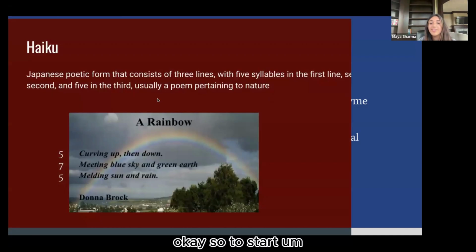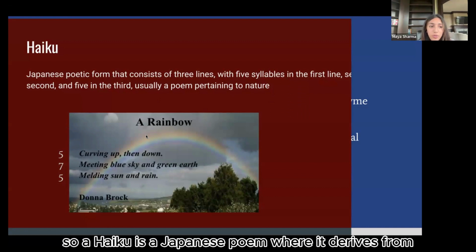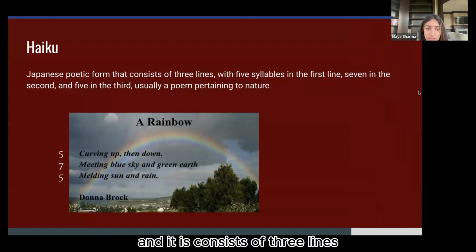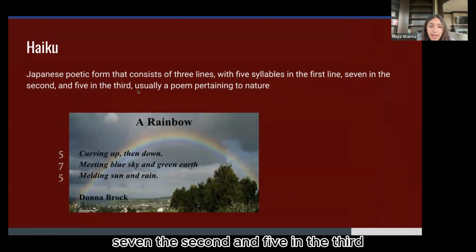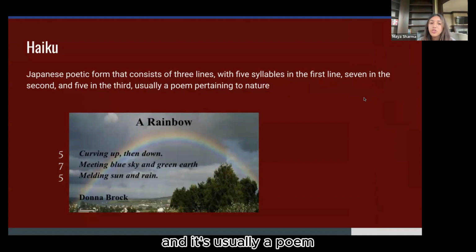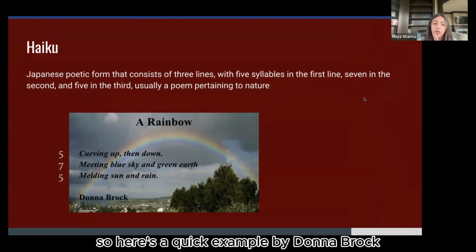Okay, so to start, a haiku. A haiku is a Japanese poem, where it derives from, and it consists of 3 lines with 5 syllables in the first line, 7 in the second, and 5 in the third. And it's usually a poem pertaining to something involving nature. So here's a quick example by Donna Brock.